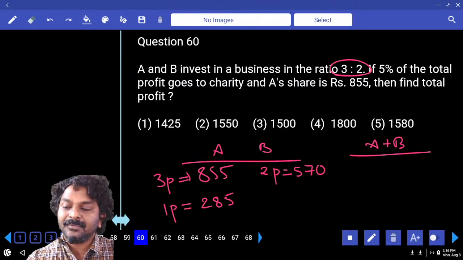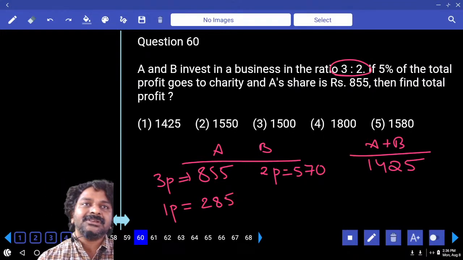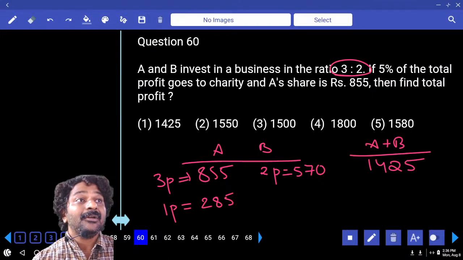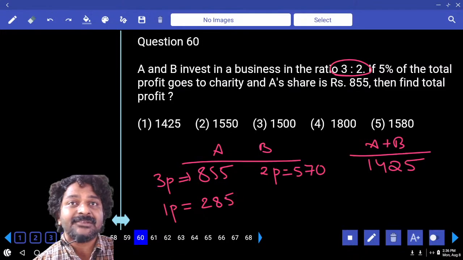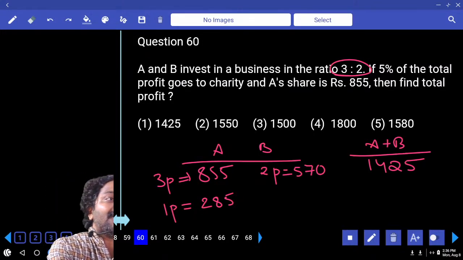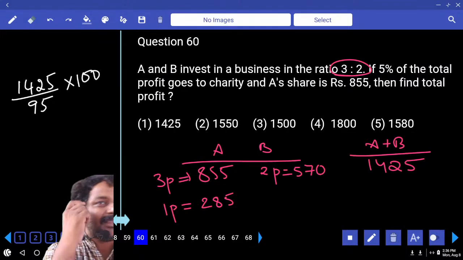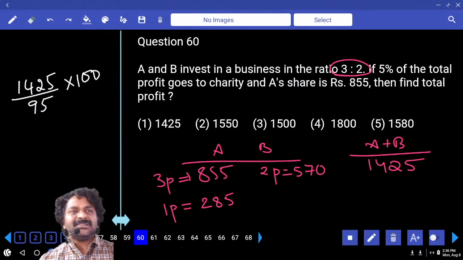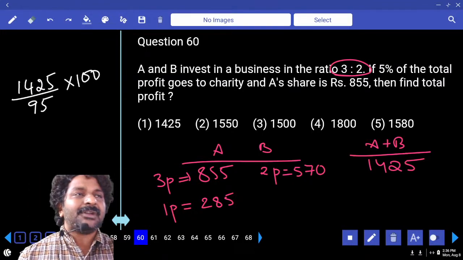A and B together get 1425. Clear? Out of the total profit, are they both sharing the total money? No. They are giving 5% to charity. That means whatever amount is received by A and B together is equal to 95% only. Then 1425 is equal to 95%. 1% is 1425 by 95, and 100% means multiplying by 100. Clear? It's quite common sense. If you know 95% and want to calculate 100%, the value should be a little bit more than 1425.